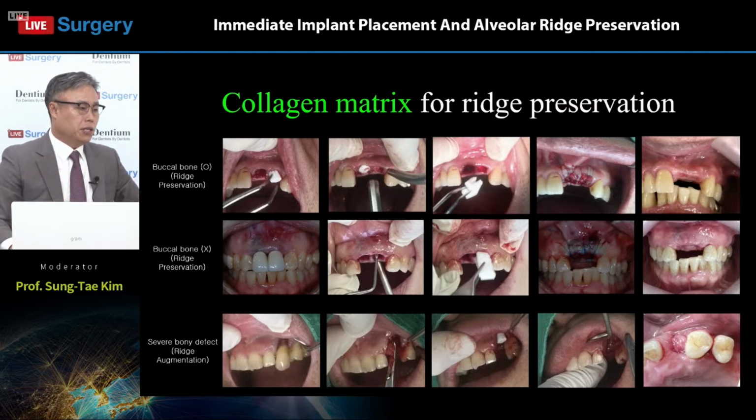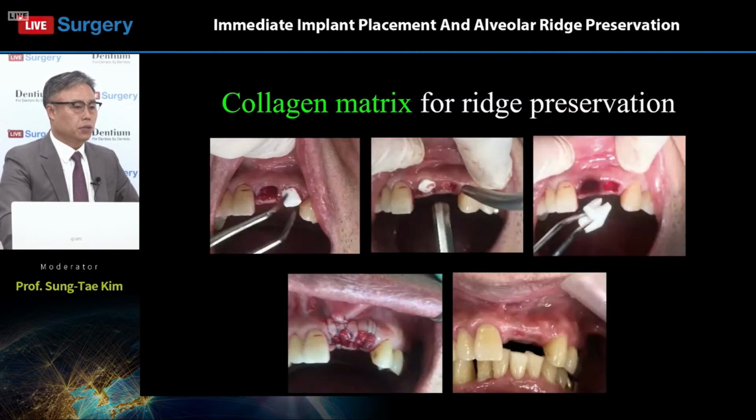And in case of a severe bony defect, in that case we have to get primary closure, because we are applying a lot of bone graft material after tooth extraction. In that case, instead of doing the ridge preservation technique, I choose ridge augmentation: granulation tissue removal, applying a lot of bone graft material, and flap manipulation, advancing the flap and making primary closure to minimize the loss of bone particles during the procedure. So collagen matrix is a very good material for ridge preservation.